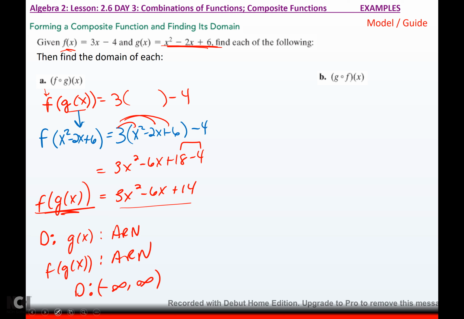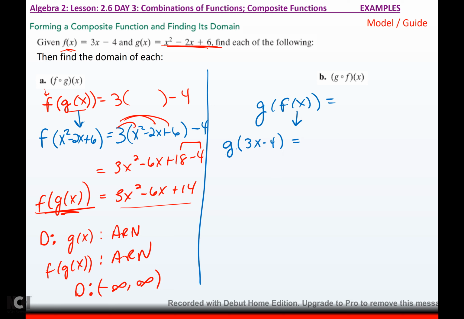Okay, on the second one, they want me to find g of f of x, which says g of the f function. The f function is 3x minus 4. So on g's function, which I'm going to need way more room, g of the f function says copy g, except for its x's, and everywhere you see an x, you're going to plug in what you brought, which is 3x minus 4. Now to simplify this one, it's going to be a little more complicated.